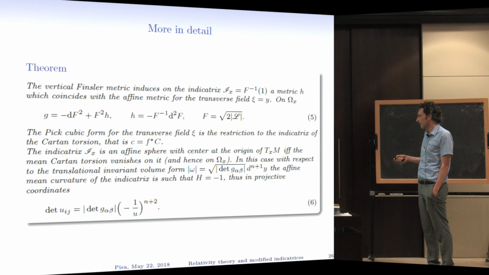And then you have, as I said, this volume form on the tangent bundle, well-defined, and with respect to this volume form, the indicatrix has mean affine curvature minus 1. And the Monge-Ampère equation is this one.